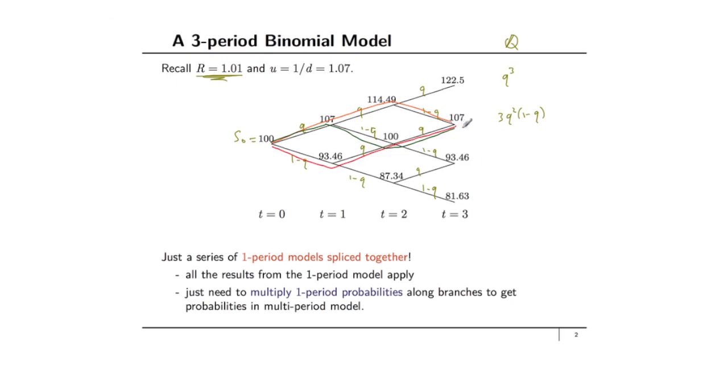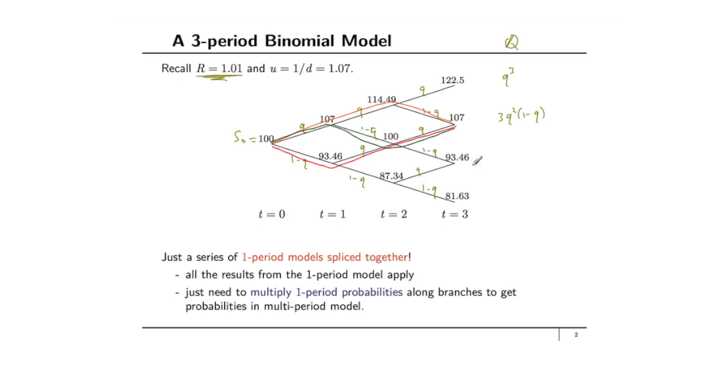Each of those paths requires 2 up moves, which occurs with probability q squared, and 1 down move, which occurs with probability 1 minus q. So we get q squared times 1 minus q, and there are 3 such paths, so we get 3q squared times 1 minus q. Okay, it's the same for 93.46.